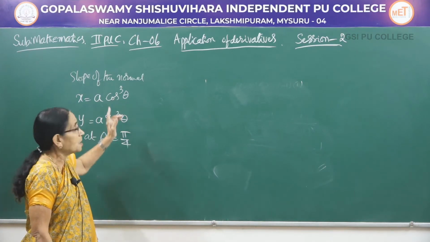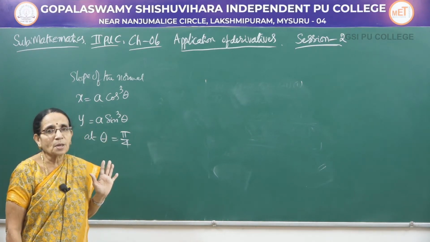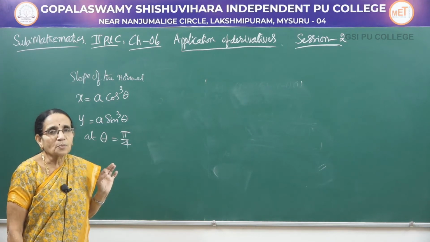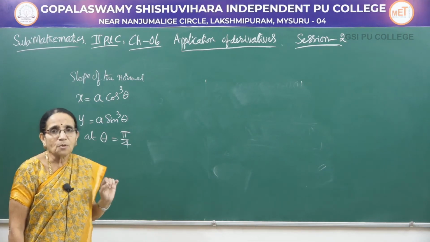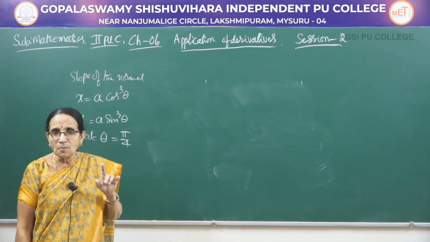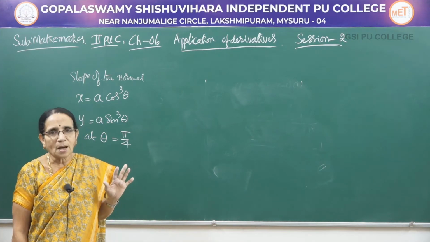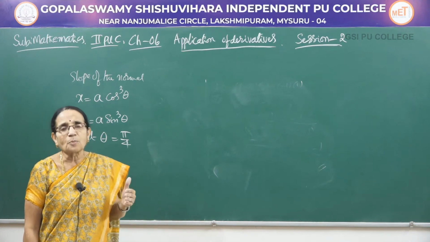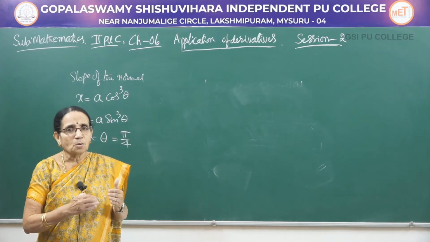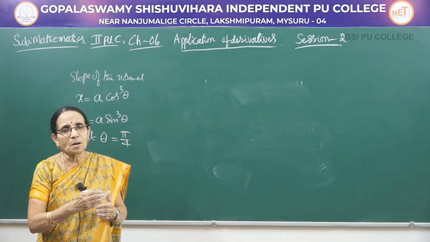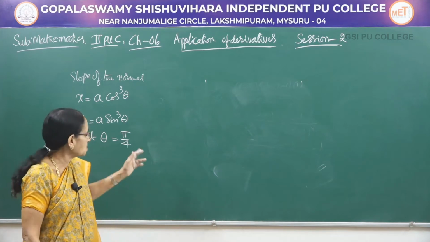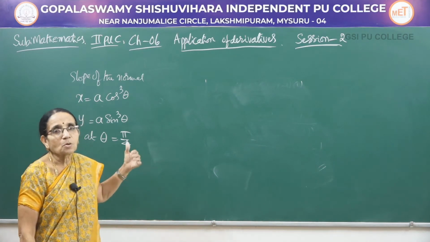So here I am not asking you to find the slope of the tangent, it is the slope of the normal. But when you differentiate, get the value, that always gives you the slope of the tangent, isn't it? So to get the slope of the normal, what you have to do? You have to take the reciprocal of the number and you have to change the sign. If this is negative, what we get here? You have to make it positive.